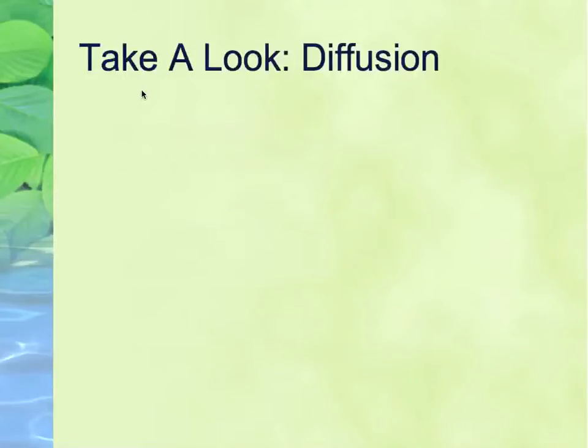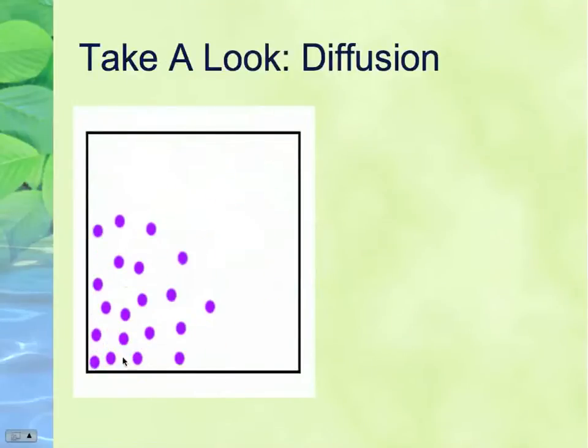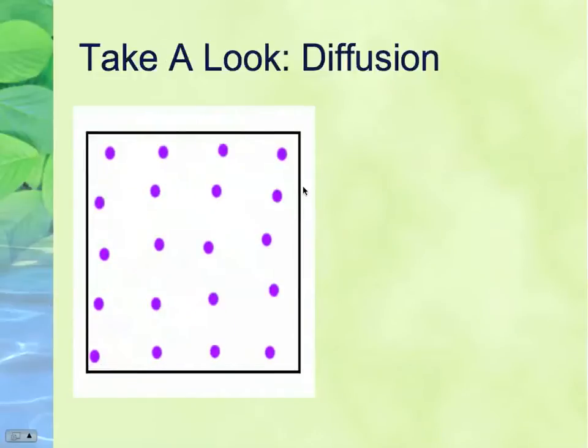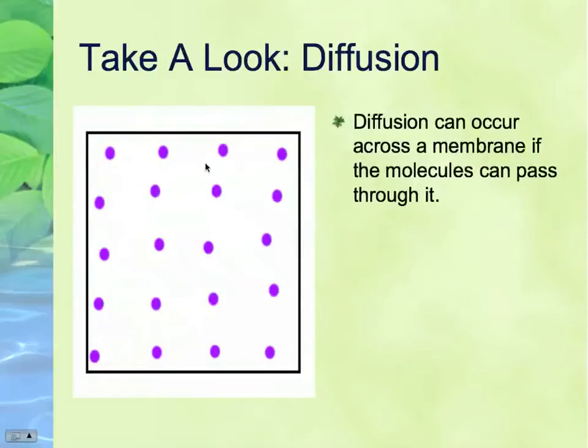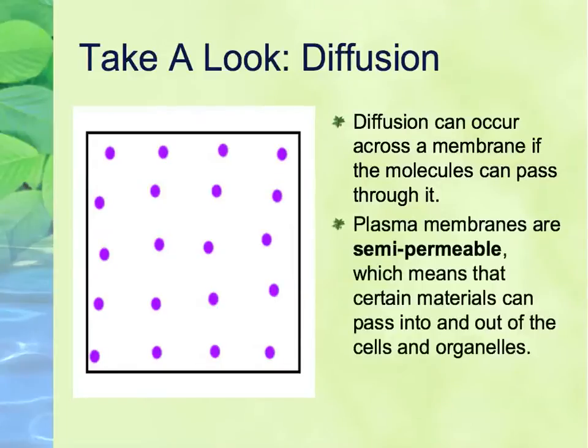All right. Here's a look at what happens in diffusion. We have a high concentration here, and the particles eventually spread out and spread out and spread out until they completely fill the space. This is equilibrium. Diffusion can occur across a membrane, which means that molecules, if they can fit through, can move into and out of a cell. Because plasma membranes are semi-permeable, that means they can let some materials in and others not, it means that diffusion can occur across a membrane.